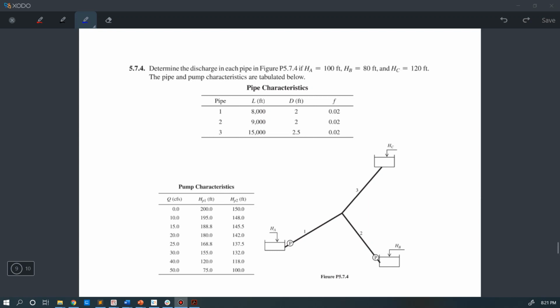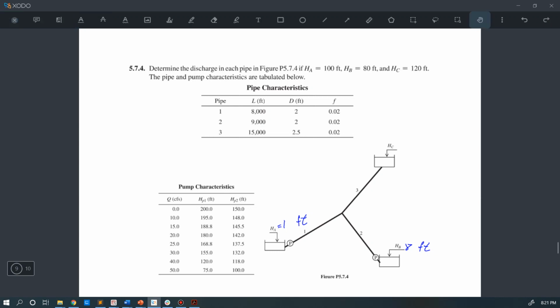Okay, now let's look at problem 5.7.4. In this problem, we have three reservoirs connected with the layout that I show in the figure here. The elevation of reservoir A is equal to 100 feet, and the elevation for reservoir B is equal to 80 feet.